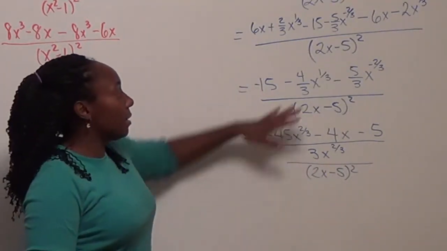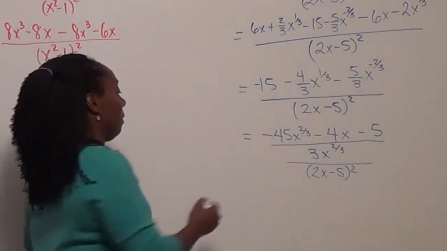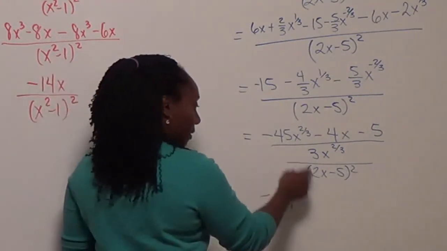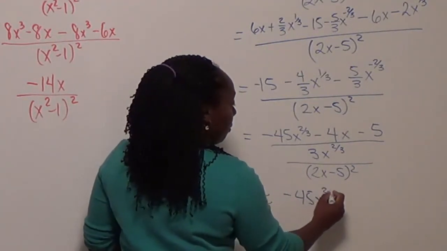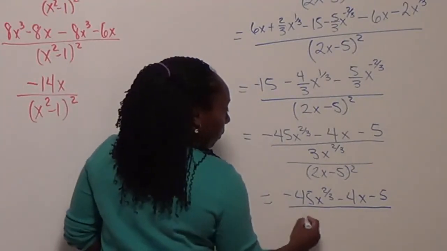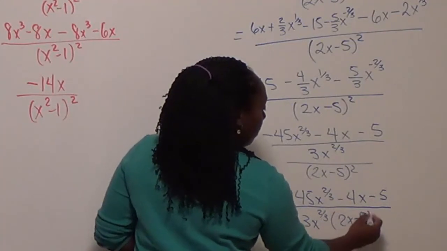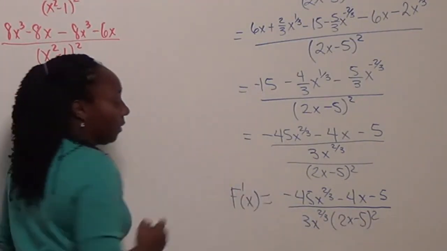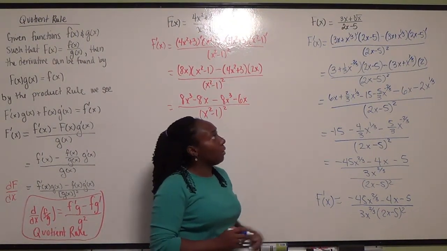In that step, all we did was get a common denominator on the top. Once we've done that, we can combine the denominators in the complex fraction, and we get minus 45x to the 2/3 minus 4x minus 5 over 3x to the 2/3 times 2x minus 5 squared, which is our f prime of x. And there's our quotient rule.